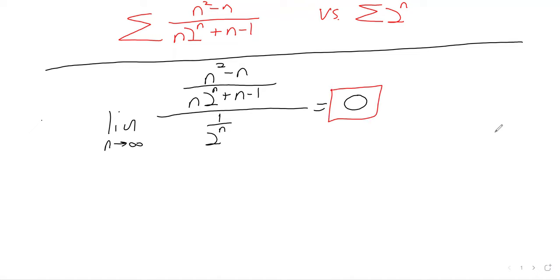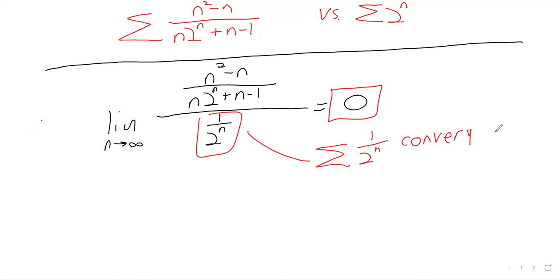This limit is 0. But 1 over 2 to the n converges. So this series converges.